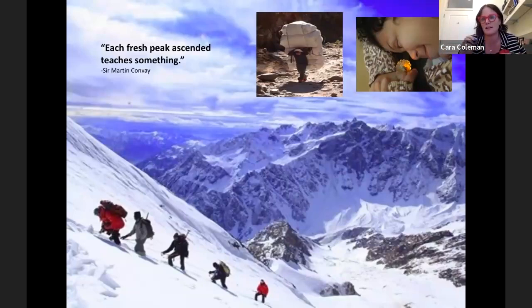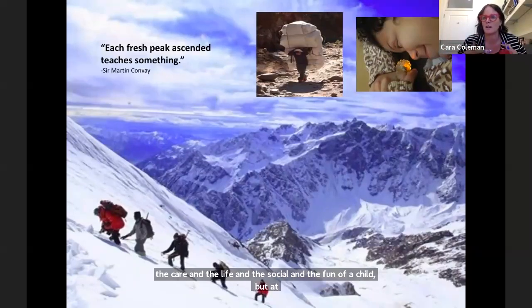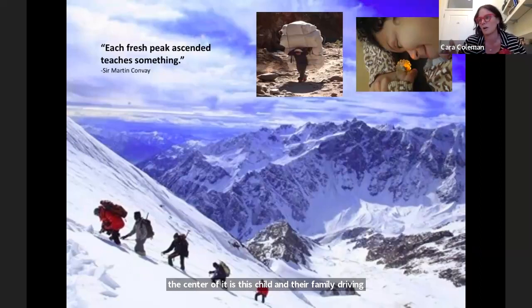But at the center of it is this child and their family, driving which way we need to go and what matters most. And while a certain diagnosis is found and a treatment is recommended, what does that mean for a child and how do we move forward on it? I really think that it's only with our Sherpa in mind.